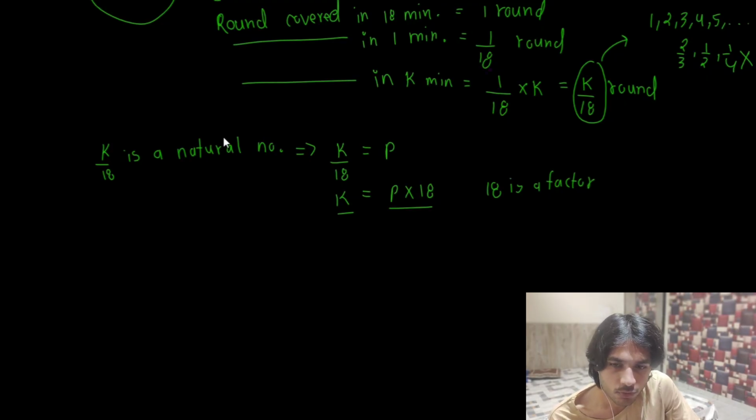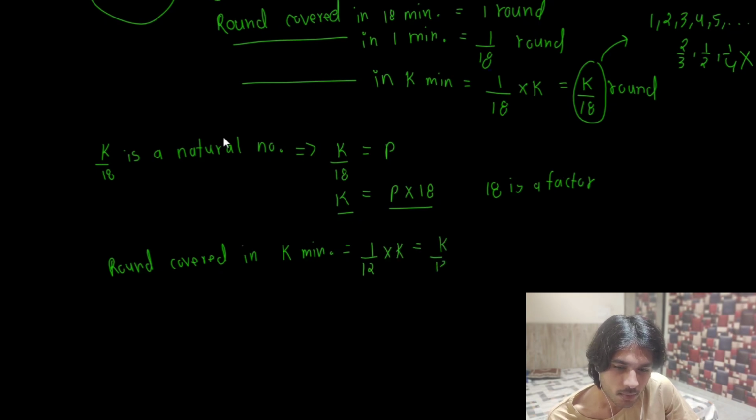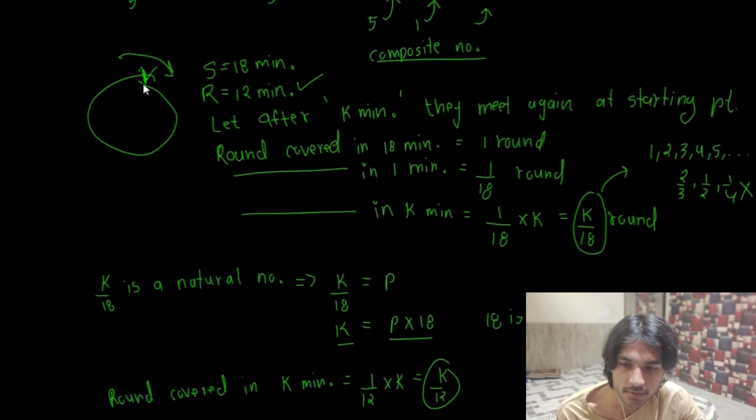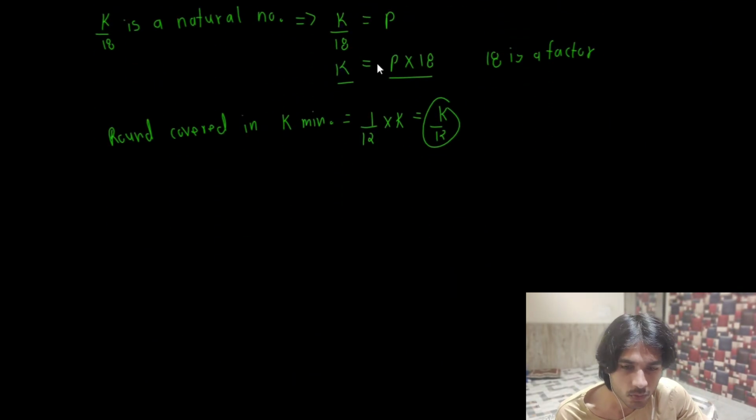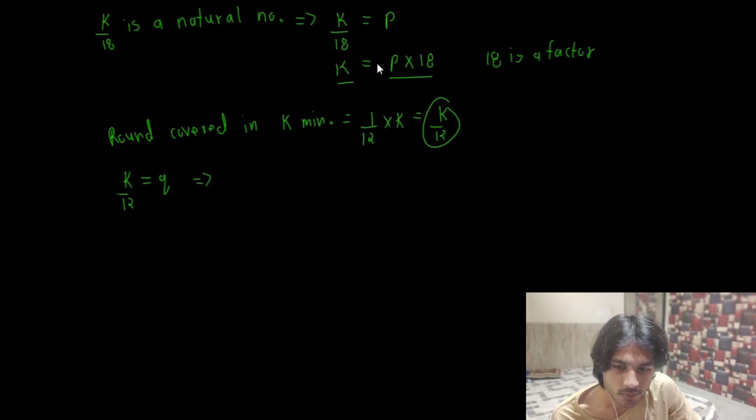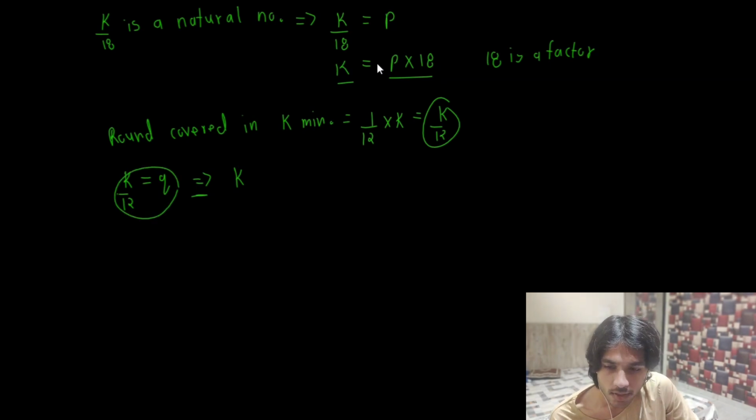Similarly, if I do all of this for Ravi too, I'm going to get that round covered in k minutes equals 1 by 12 multiplied by k, which is going to be k by 12. But again, Ravi has started from this point and is completing the race at this point. So he will only cover rounds in natural numbers. That means k by 12 has to be a natural number, let's say q. If k by 12 is a natural number equal to q, that would simply imply, this is the sign of implication, not equals to, this means that this equation is implying this. So k equals q multiplied by 12. If k can be written as q multiplied by 12, then 12 is a factor.